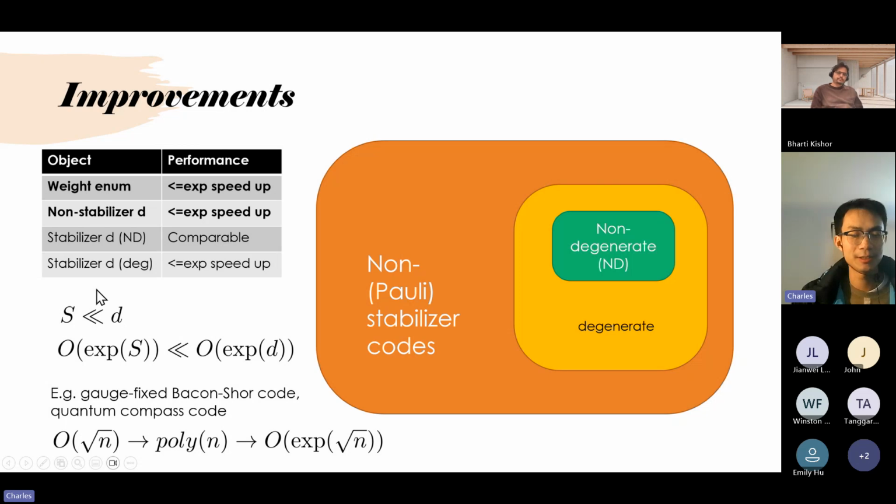Because for degenerate codes, there could be cuts in the tensor network where the entanglement is a lot less than the distance. So in that case, the complexity can be a lot less than the actual e to the d. An example of this is the quantum compass code, where you can gauge fix or bake in a subsystem code in some particular gauge, and then depending on how you fix the gauges, you can get complexity that ranges from square root n all the way to e to the square root n, and everything in between. So this is potentially an area where this tensor network technique can provide even further speedup for distance verification.